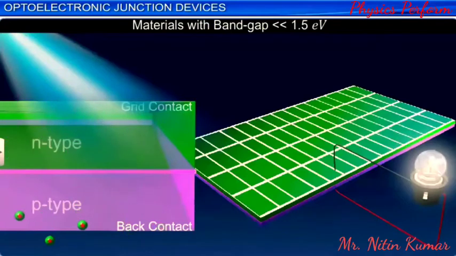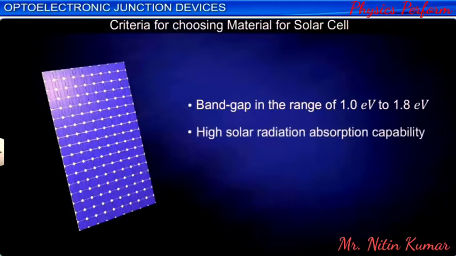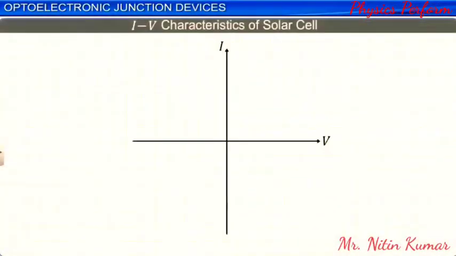Besides band gap, the other criteria for selection of suitable material for solar cells include high solar radiation absorption capability, good electrical conductivity, and ease of availability and cost. Here, we can see the IV characteristic of a solar cell, which is drawn in the fourth quadrant, as it does not require any external bias and acts as a source of electricity.